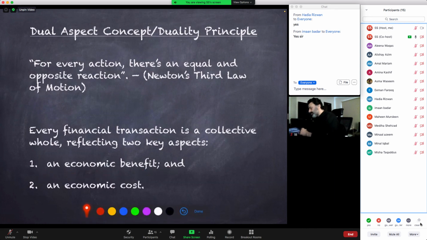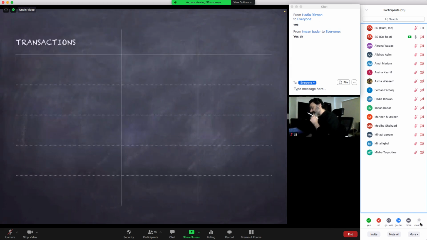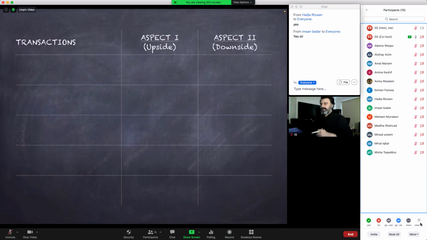It is not possible for you to enjoy the economic benefit and not bear the cost of the same benefit. The benefit and cost are always going to be there. You just have to identify them. You need to learn to identify them, because these are the action and reaction that we are talking about in Newton's third law of motion. So what do we mean by that? Let's take some examples to understand this.